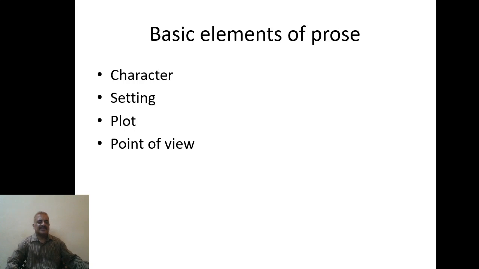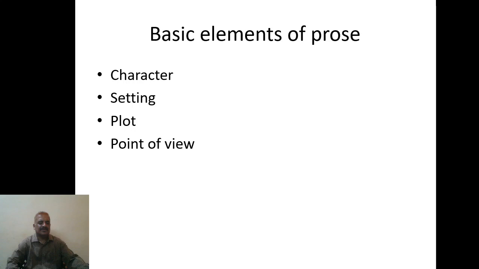Setting. Setting is very important to any writing. It is like a background to it. It consists of time, place, context, etc. Next, plot. Plot is like the skeleton of any story. It will give a clear picture of the writing.